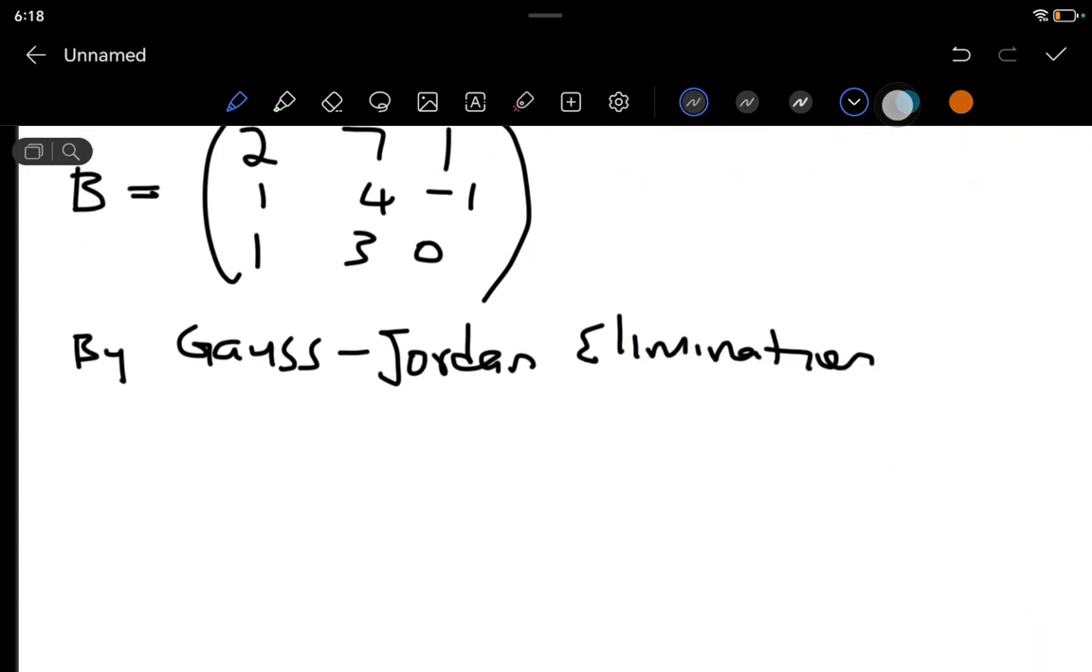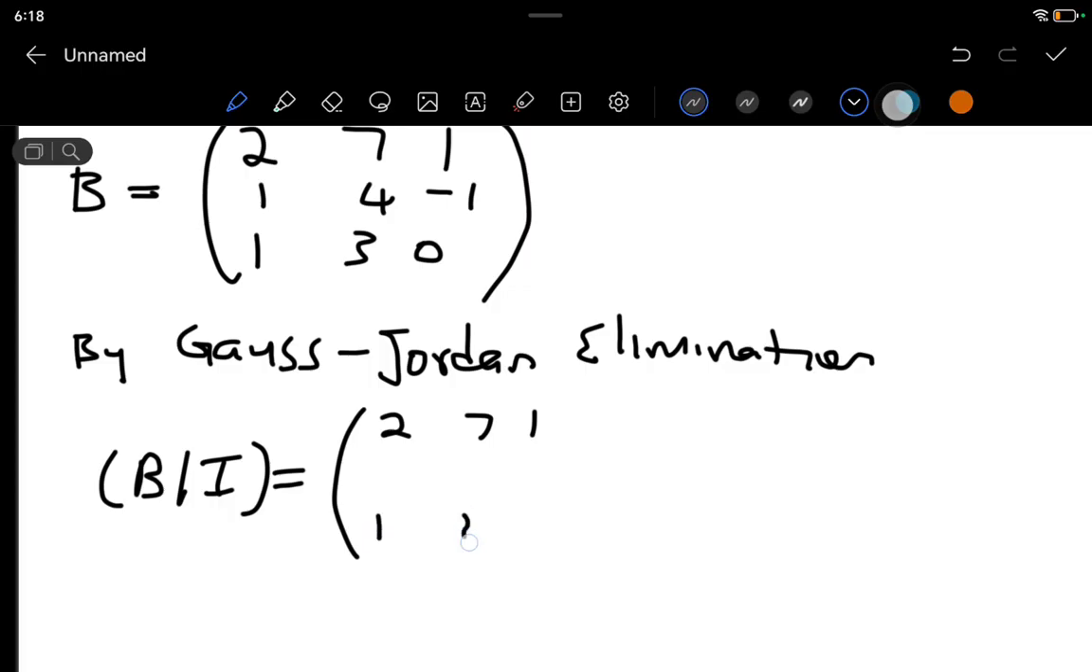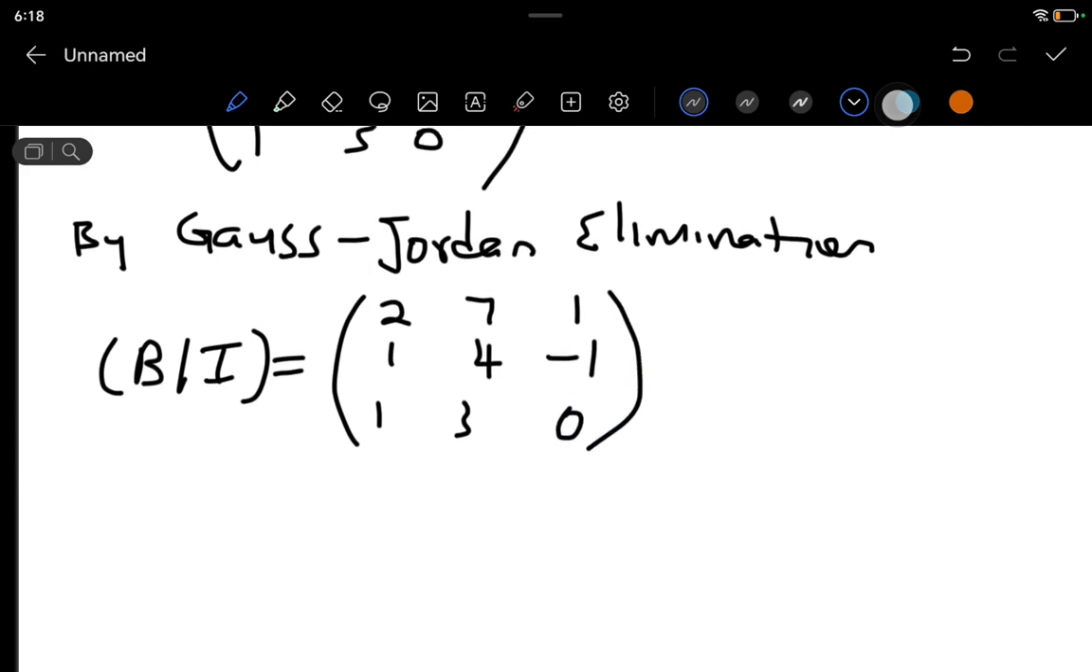By Gauss-Jordan elimination, what I'm going to do first is take B and say this is B I. Then I'm going to substitute my B, which is 2, 7, 1, 1, 3, 0, 1, 4, minus 1. Then this is the matrix of B. Then I put the identity matrix.